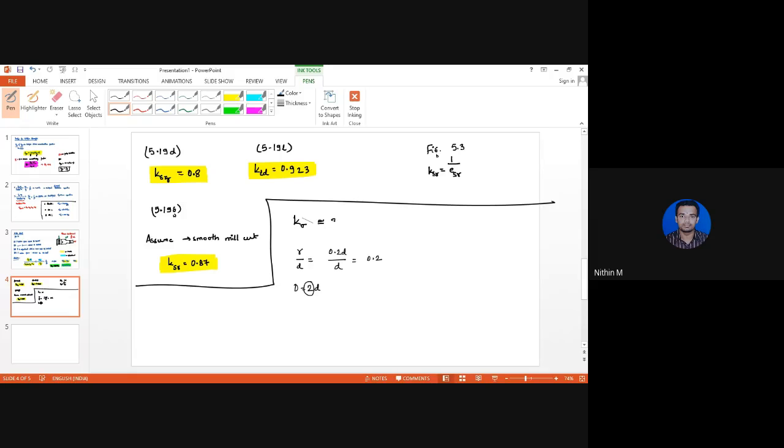The value of K sigma will be approximately equal to 2. Since we don't have the curve for D by d equal to 2, we are approximating this. You remember this, this is an approximation. Did everyone get it?